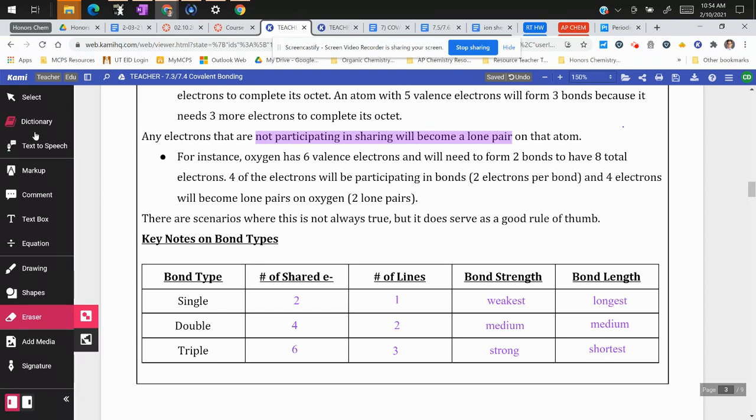Here's a good little summarizing chart that represents how many electrons are shared for each bond type and how many lines that represents. And then something that we'll look at later on in the unit is that this impacts bond strength and bond length. Typically, the more electrons that are shared, the stronger the bond. Also, the more electrons shared, the shorter the bond. The fewer electrons that are shared, the weaker the bond, and also the longer the bond. All right, in our next lesson, we will get into actually how to apply our common bonding patterns to draw our Lewis structures.